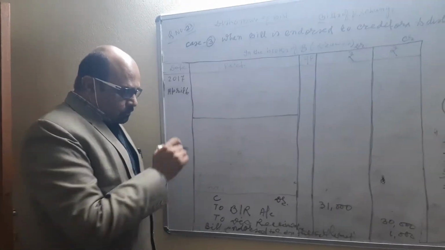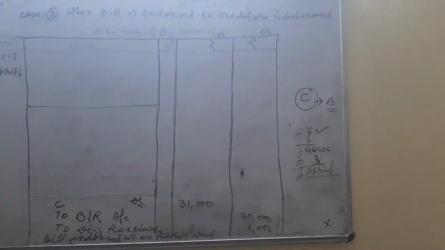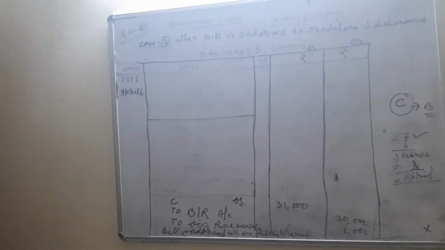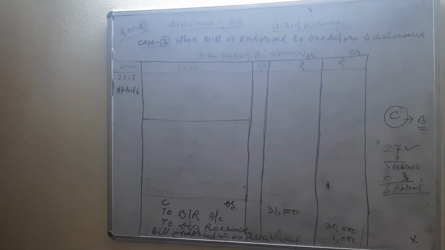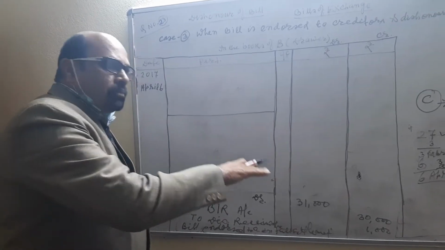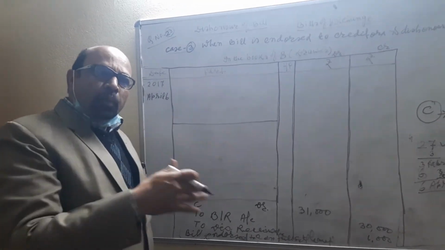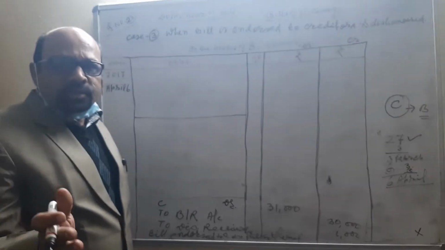And who paid the noting charges? C paid noting charges. How much? 100 rupees. It is clearly mentioned that C paid rupees 100 as noting charges. Because first to go to the court, right, you have to pay the noting charges, because the notary public charges the fees.